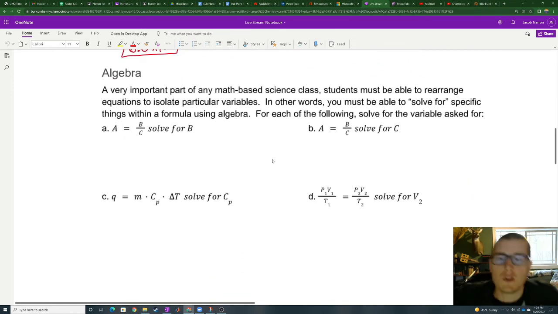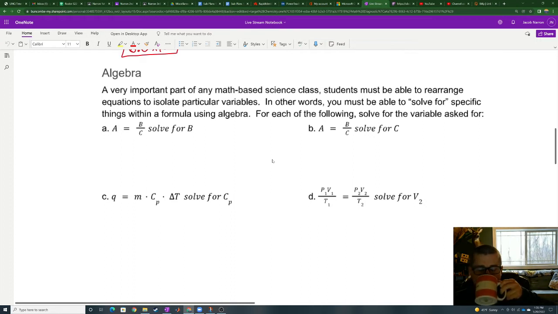Something else that's useful for this class, of any math-based science class, is algebra. Students must be able to rearrange equations to isolate particular variables. So guys, that word isolate just means get it by itself. Get whatever letter it is we're looking for by itself. We want to isolate. So in other words, you want to be able to solve for specific things within a formula using algebra.